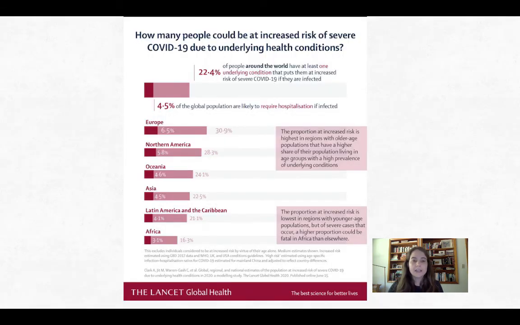But I do want to highlight one thing that I just saw today from The Lancet, which is one of the premier international journals in health. It says how many people could be at increased risk of severe COVID-19 due to underlying health conditions. And 22.4 percent of people around the world have at least one underlying condition that puts them at increased risk of severe COVID-19 if they are infected.